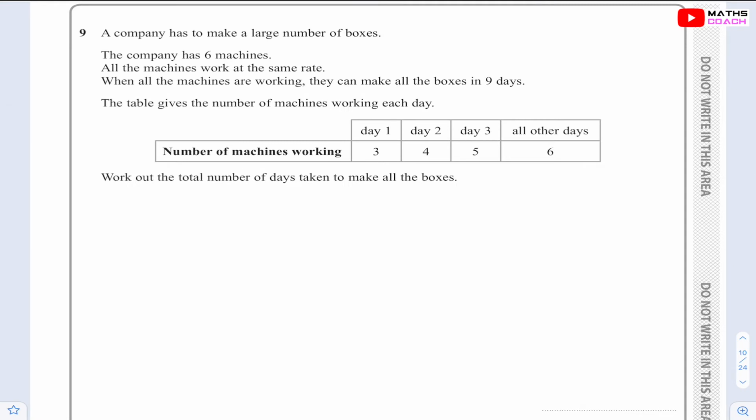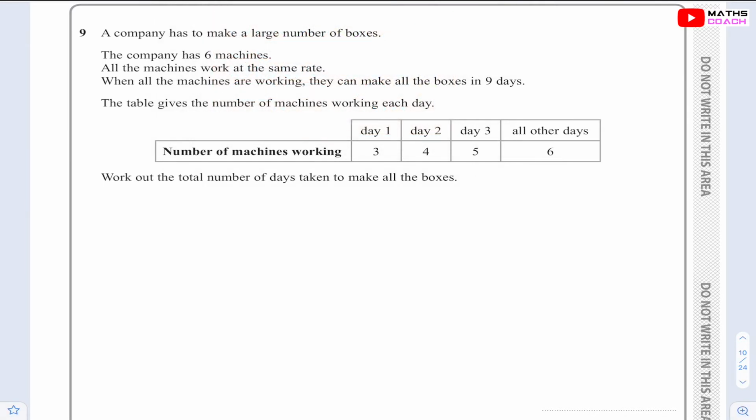Now this is a very interesting question. A company has to make a large number of boxes. The company has 6 machines. All the machines work at the same rate. When all the machines are working, they can make all the boxes in 9 days. The table gives the number of machines working each day. Work out the total number of days taken to make all the boxes. Now the topic for this is proportion, direct proportion. So let's begin. Let's highlight some of the key bits of information.